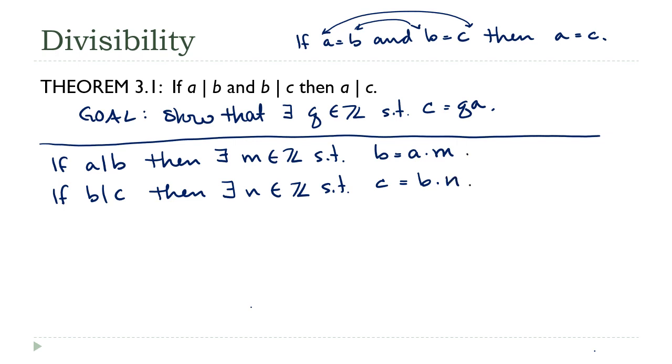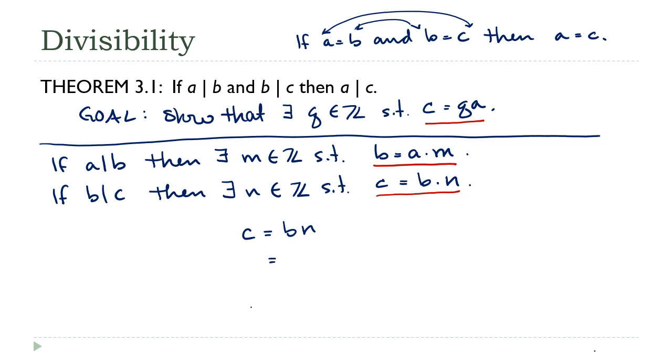Okay, good. So where am I going to go next? I'm thinking about where I want to end up. In the end, I need to have a statement about C. So I'm going to focus on this part here. If C is equal to B times N, well, what else? Remember up here, B is equal to A times M. Okay, good. So let's substitute.